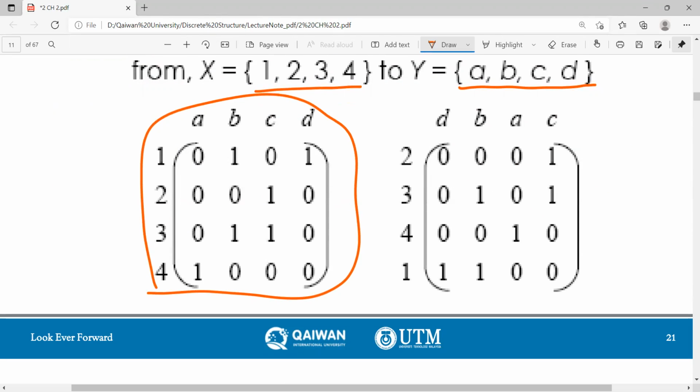May someone write down this matrix? And may someone else change the order? Look, let's start 2, 3, 4, and 1, and D, B, A, C. It's okay. You can change the order of elements in sets X and Y, or A and B. These both are correct.